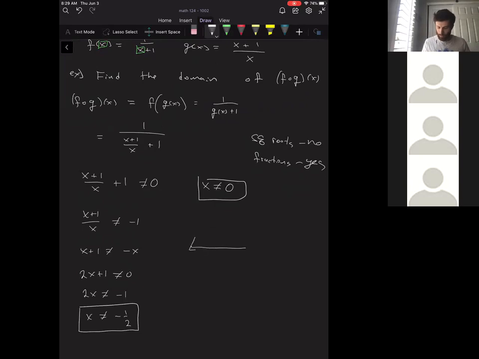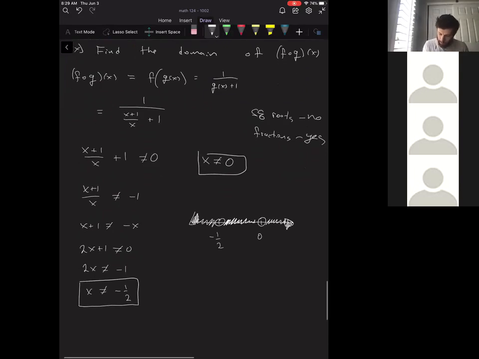So we go into our number line. Here's minus 1/2. Not allowed to be that. Here's 0. We're not allowed to be that. But those are the only problems that we came up with. So everything in the middle is okay. Over here is all right. And then over here is okay.